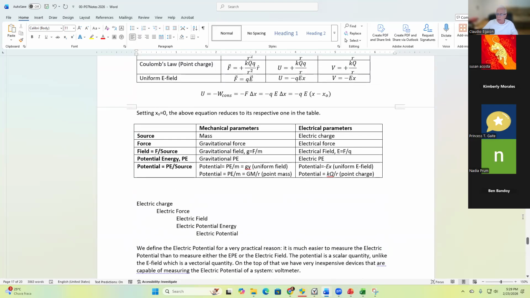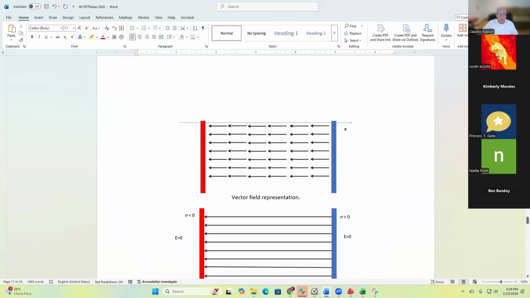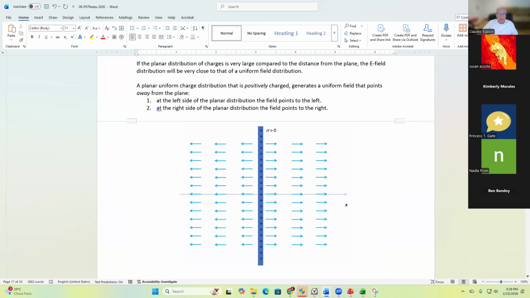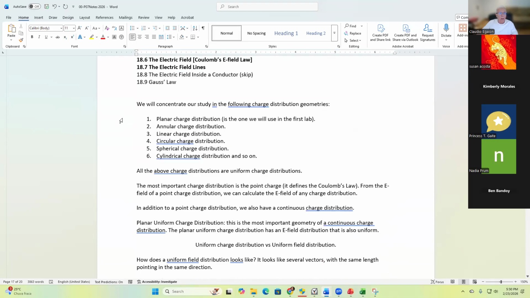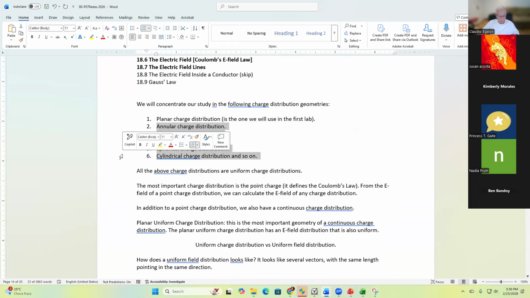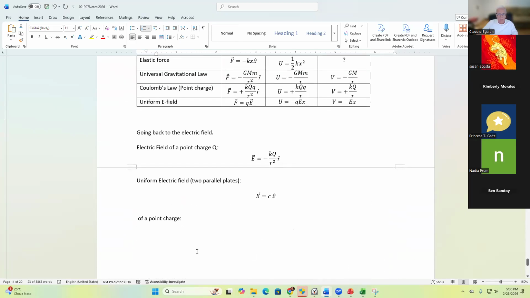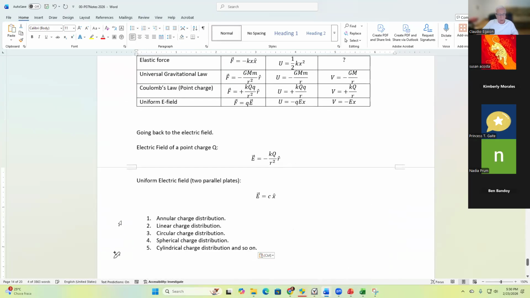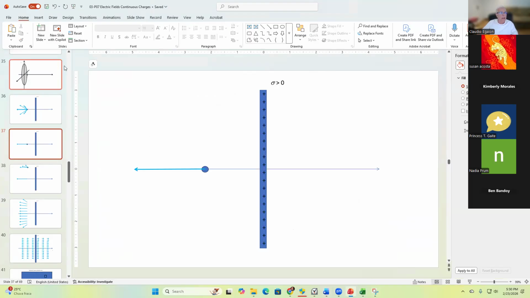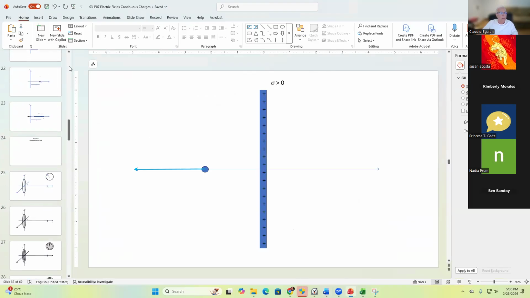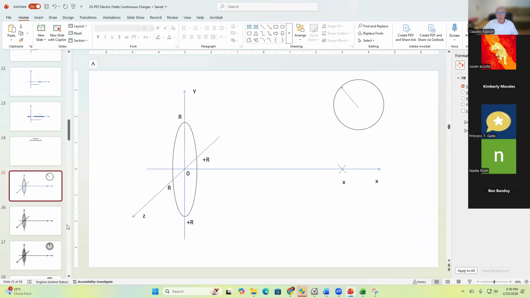And then there are other charge configurations that we can determine the electric field. Let me get them. Annular charge distribution, right? So here you go. And I have an illustration of the annular charge distribution, the ring. Here you go. That's the one.